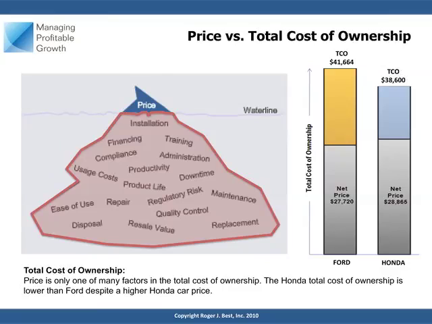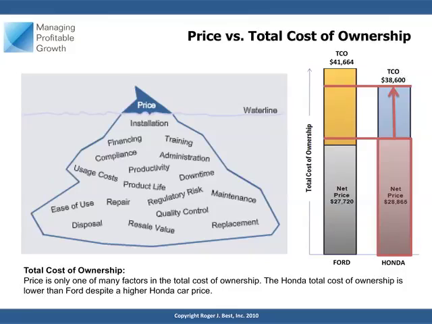Your job as a performance-based marketer is to explore the waters below the tip of the iceberg to discover sources of cost advantage that may outweigh the price of your product. For example, Edmunds.com reports that many Honda models have a higher purchase price than comparable Ford cars. But over the average car life, Honda has a lower total cost of ownership. This is due to lower operating costs and a higher resale value.